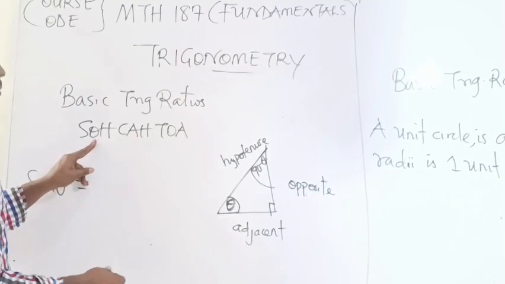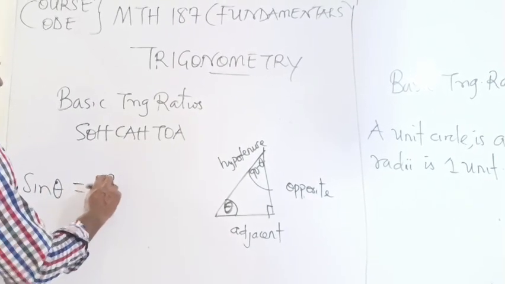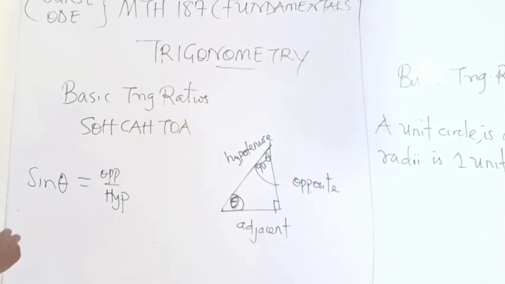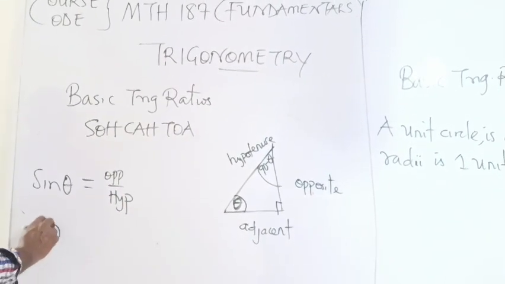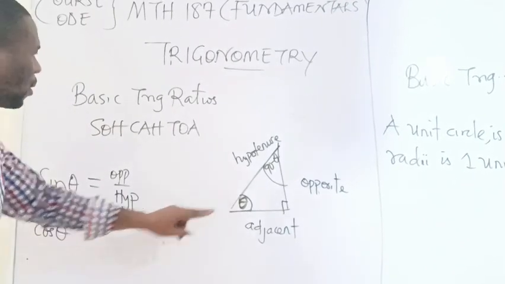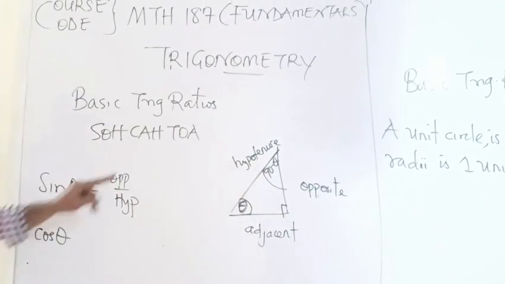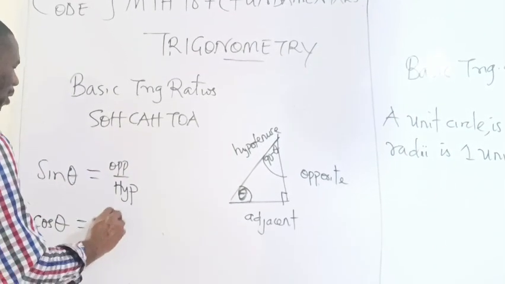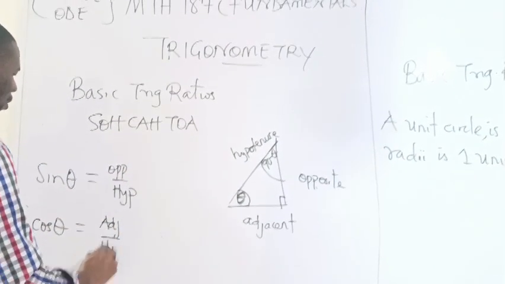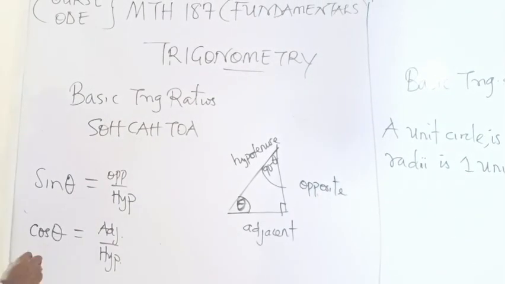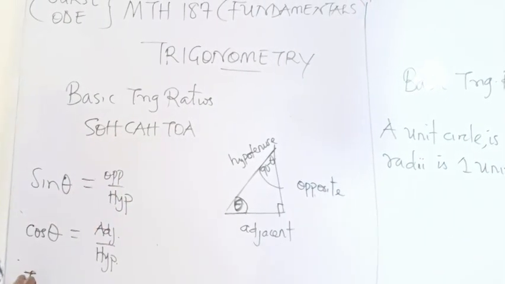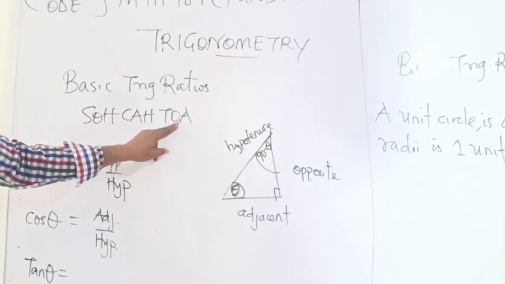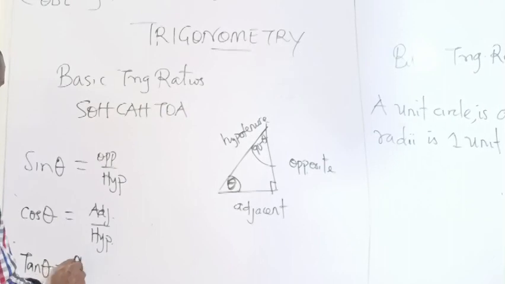So the sine of an acute angle in the right angle triangle is simply the ratio of the opposite side to the hypotenuse side. The same goes with the cosine of this acute angle, which is the adjacent side over the hypotenuse side. Then we have T's for tangent. The tangent of this acute angle is simply the opposite side over the adjacent side.